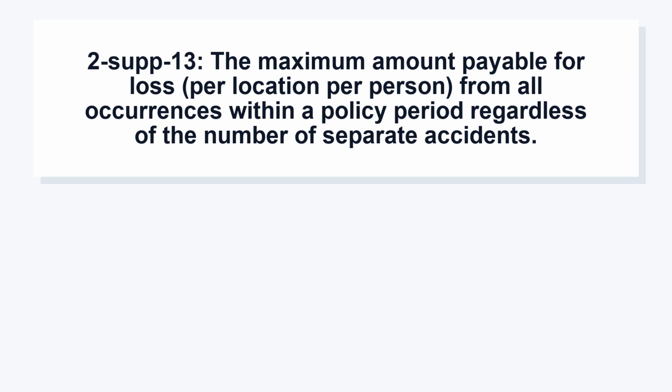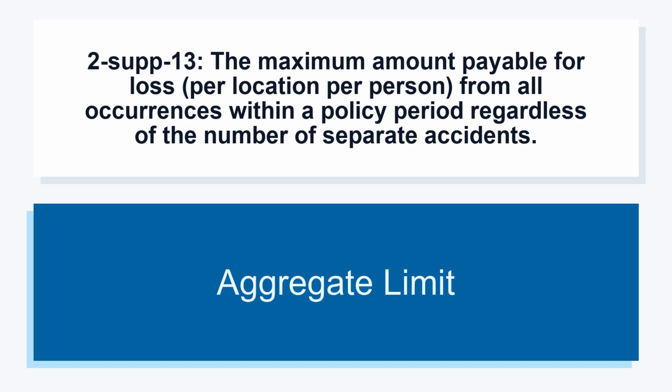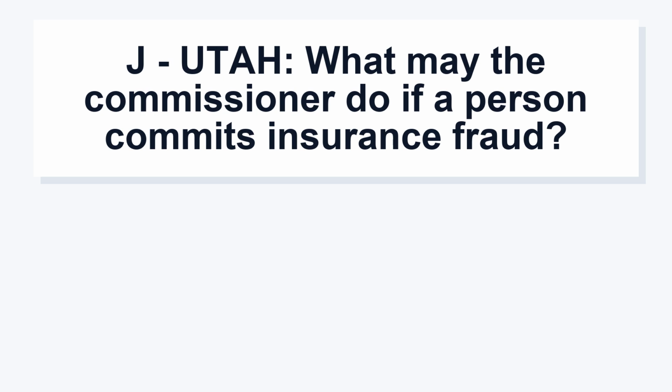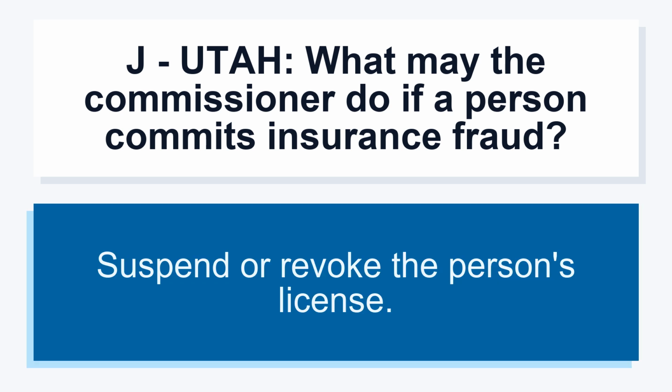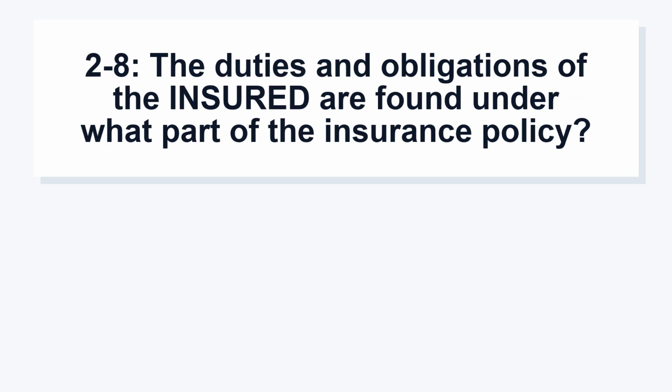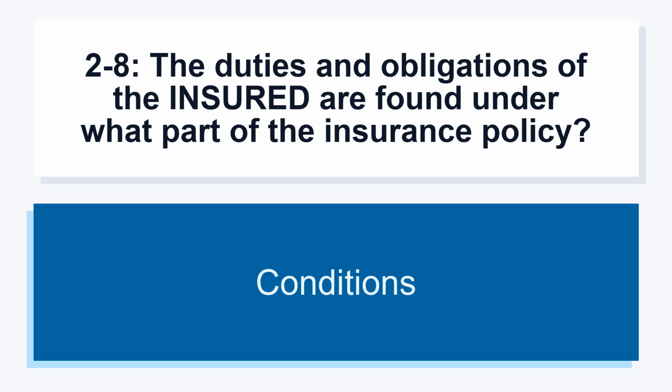The maximum amount payable for loss, per location per person, from all occurrences within a policy period regardless of the number of separate accidents. Aggregate limit. Utah, what may the commissioner do if a person commits insurance fraud? Suspend or revoke the person's license. The duties and obligations of the insured are found under what part of the insurance policy? Conditions.